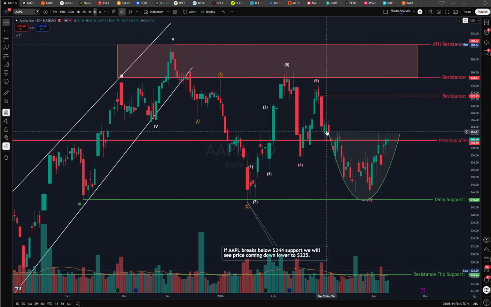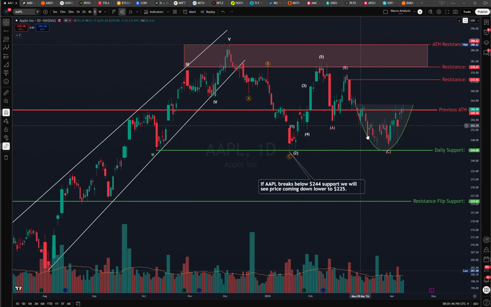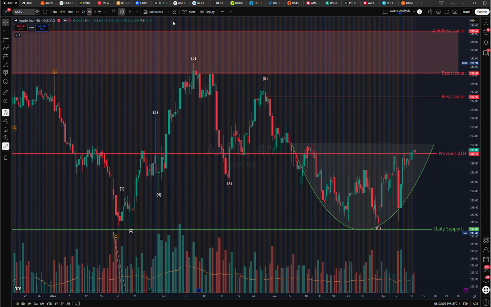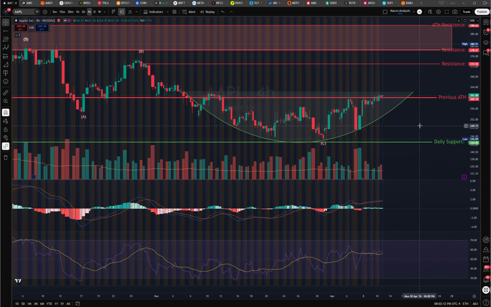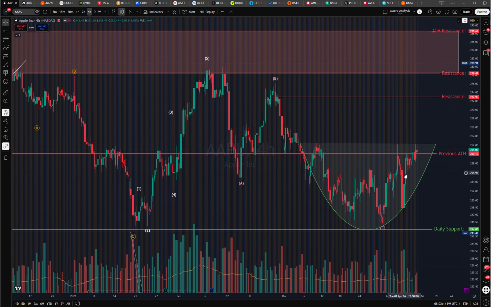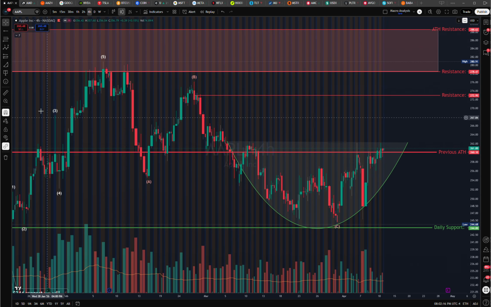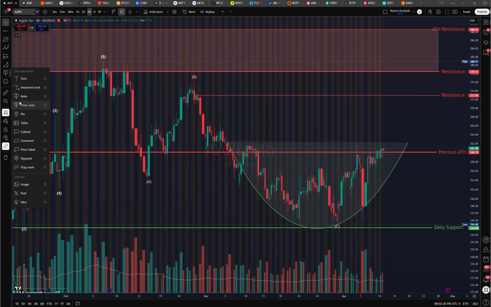One thing I'm looking at for Apple on the 4-hour chart is this rounding bottom. Let me just move to the 4-hour. Give me a sec. Yeah, you have this rounding bottom forming on Apple where you could see some sort of breakout. You can always see a pullback. Let me see. I got this right here.